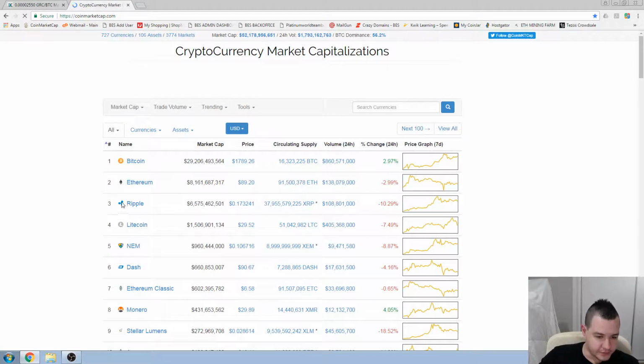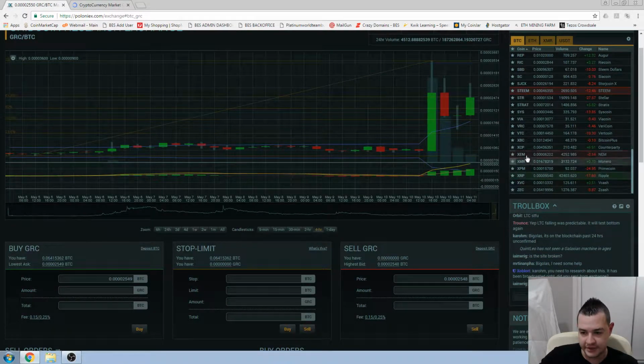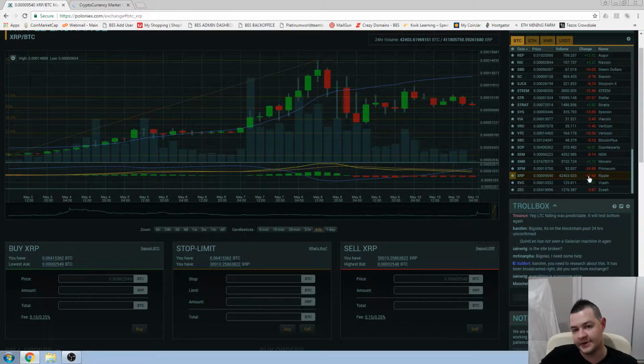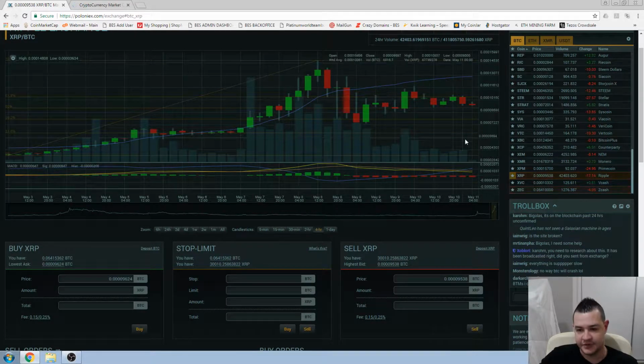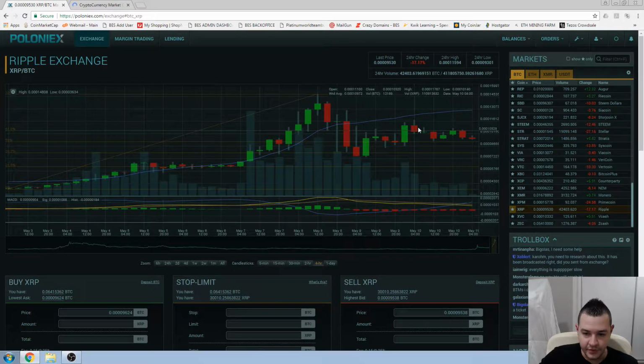So let's go into Ripple here, XRP, for example. If we sort by a coin again, so XRP. At the moment, in this 24-hour period, it's saying Ripple has come down 17.6%, which is quite good. So on Ripple, for example, you can see how far price has moved up.